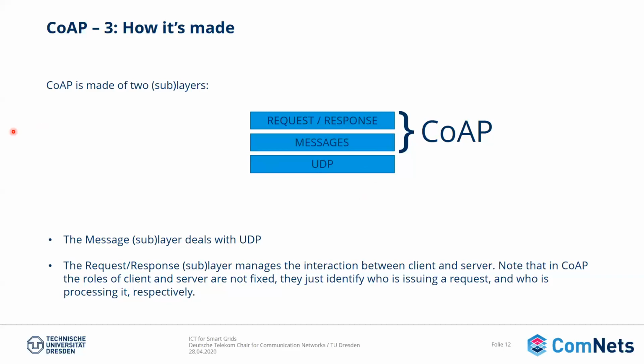All right, so this is about UDP. Back to CoAP: the request-response sublayer manages the interaction between the client and the server. The client sends a request and the server responds. However, the roles of the client and the server are not actually fixed. The terms client and server only identify who issues the request and who issues the response.